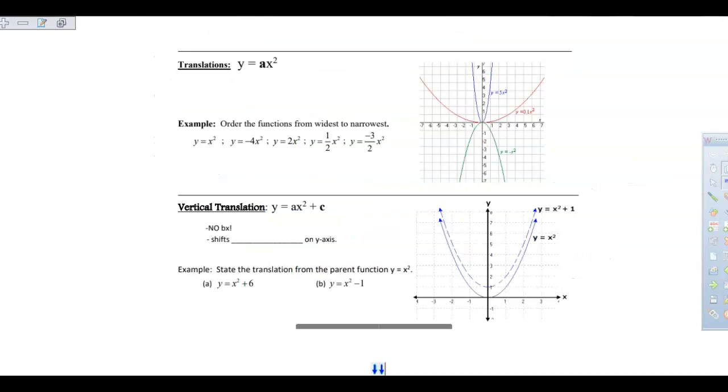Translations are the movement of the parent, and A tells whether it is stretching or compressed, so if it's narrow or wide or just the standard. It can also tell you if it is reflecting over the x-axis. If it's negative, it's going to be reflecting over the x-axis. Okay? So if you take a look at these, let's see if I can get this enlarged.